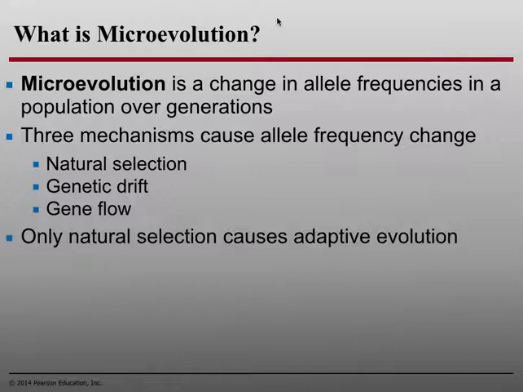If you can remember, the alleles are one half of the genotype. So if I have big A, little a, those are the alleles. That's what you inherit from your parents. Now, three things can cause genetic change: natural selection, genetic drift, and gene flow. But only natural selection causes adaptive evolution. These other two will either get rid of an allele or introduce an allele.